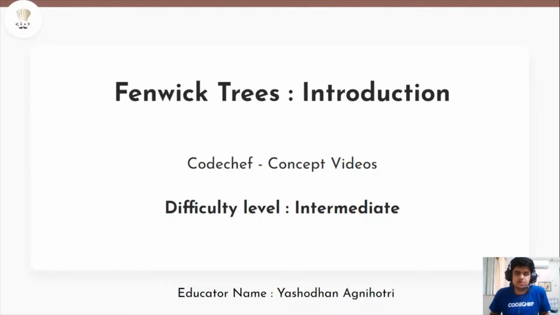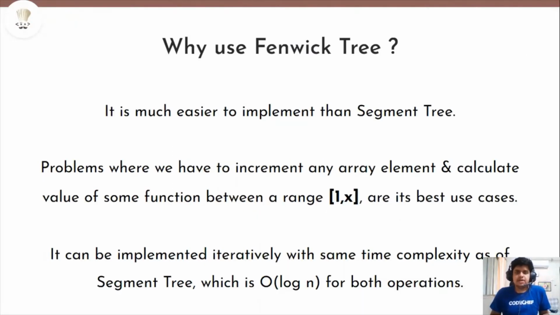So let's go. Why do we use Fenwick tree? Point number one, it is much easier to implement than the segment tree. We did see the segment tree implementation, right? And not gonna lie, it was pretty hard to implement. Once we break down all the steps, it seems easy, but the implementation itself is long and hard. So Fenwick tree is pretty easy to implement compared to the segment tree.